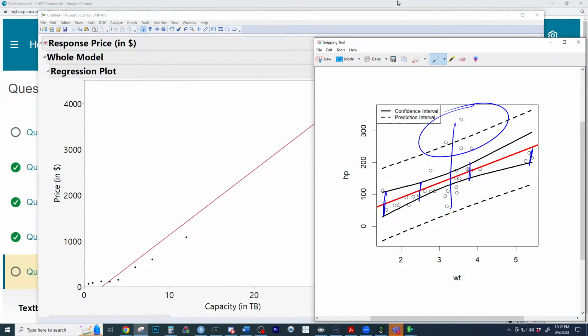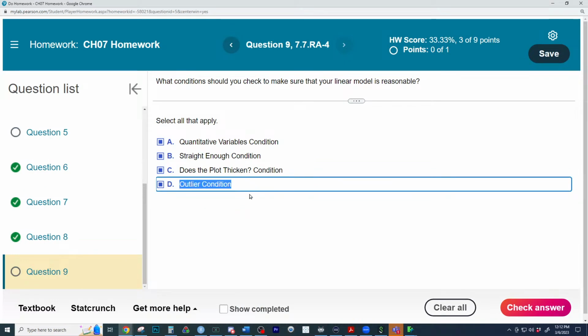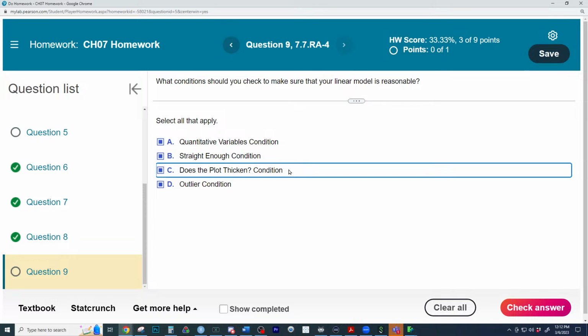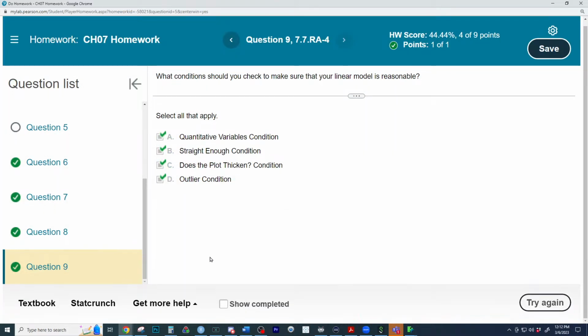I say it that way because I want to say the positive ideas. No outliers, to me, is a good thing. Does the plot thicken? I prefer to say plot doesn't thicken, because that's a good thing. So those are the good ways of saying those conditions.